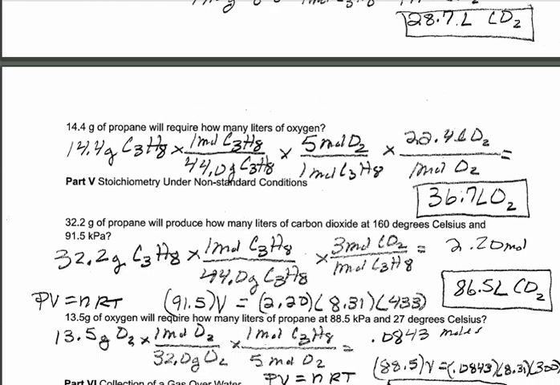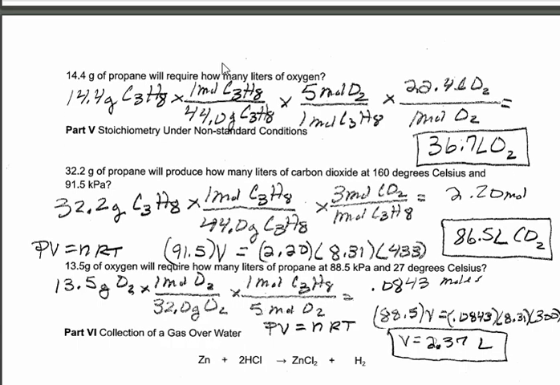All right, going on to the next one. Again, 14.4 grams of propane is how many liters of oxygen. 1 mole over the molar mass again, one more time, multiplied by 5 over 1, and then times 22.4 liters over 1 mole to give us 36.7 liters of oxygen. Again, this is just like the question above. The first step now is a gram to mole conversion first, and then a mole ratio, then ending up with 22.4 liters.